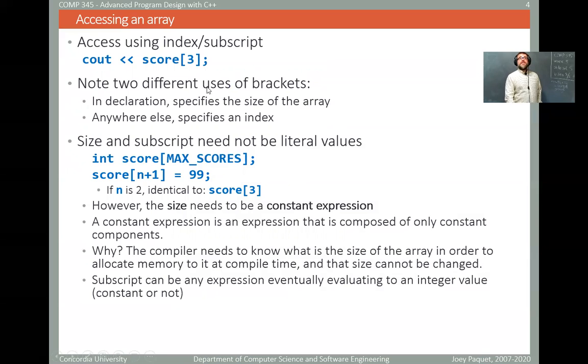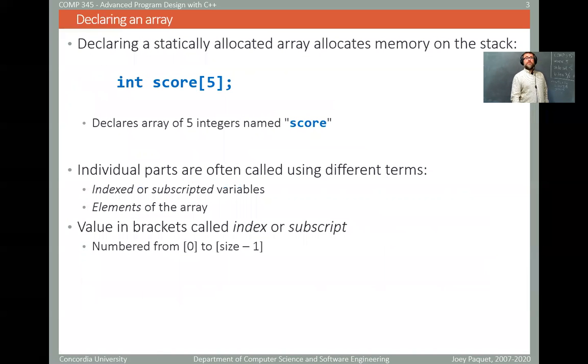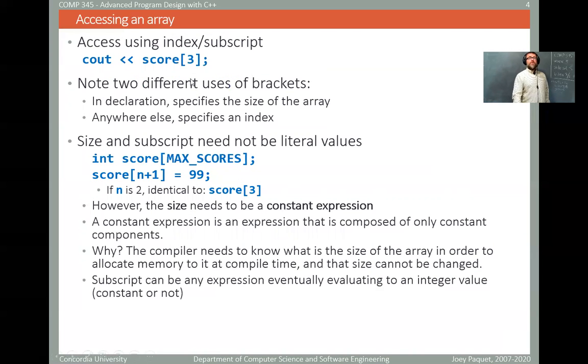So how do you access the members? Essentially, you use the index or subscript of the array. Note that here you're using square brackets. It's important to realize that here you also use square brackets, but they don't have exactly the same meaning. Here you're specifying the size of the array score, whereas here you're specifying an index of a specific element inside of the array score.